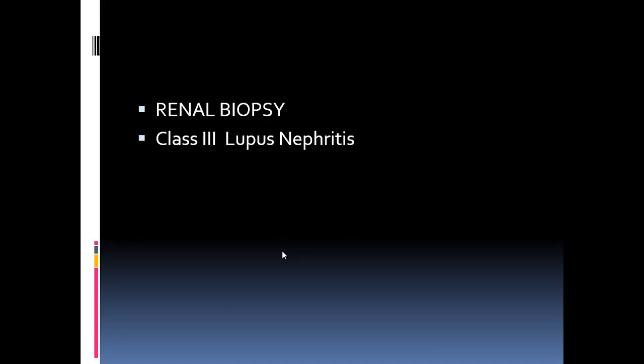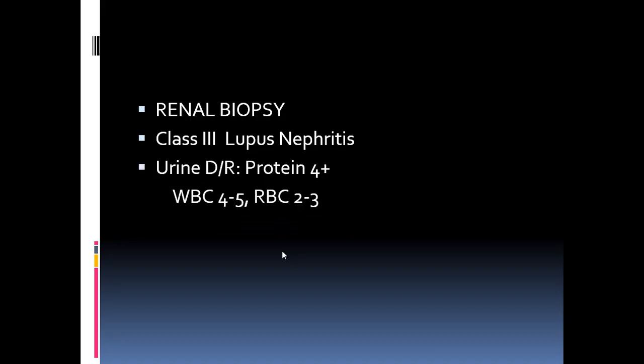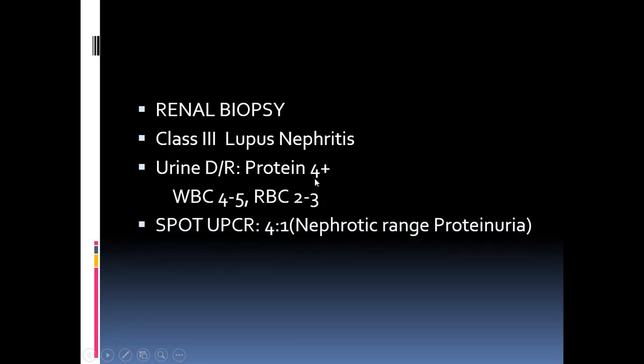And then you have to proceed according to the class of the lupus nephritis. I'll highlight it in a single slide. On the contrary, if you have a patient with lupus and the urine routine shows proteinuria of 4 plus, and there is very insignificant hematuria, only 2 or 3 RBCs, the characteristic is heavy proteinuria and a spot protein creatinine ratio in the nephrotic range. So this is a typical presentation of nephrotic rather than nephritic syndrome.